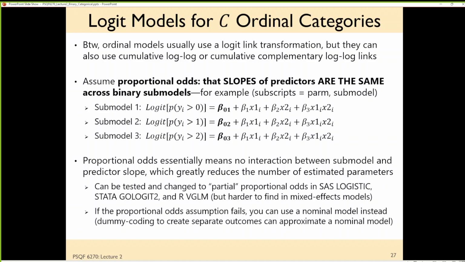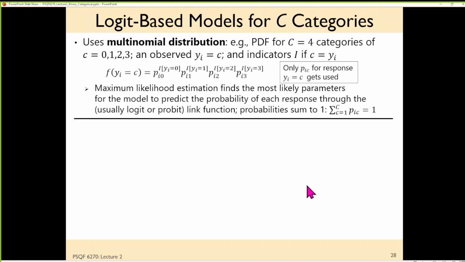That may make sense even in ordinal data if you have a very complicated model where these slopes are unequal sometimes and equal other times, and it gets to be too much of a headache trying to figure it out. Nominal is more straightforward in that sense because you know exactly what you're predicting. Nothing is constrained to be the same across submodels, but it also has way more parameters because nothing is constrained to be equal across submodels as well.